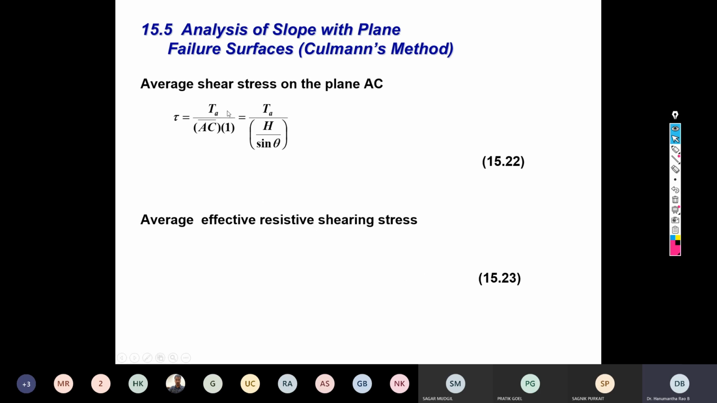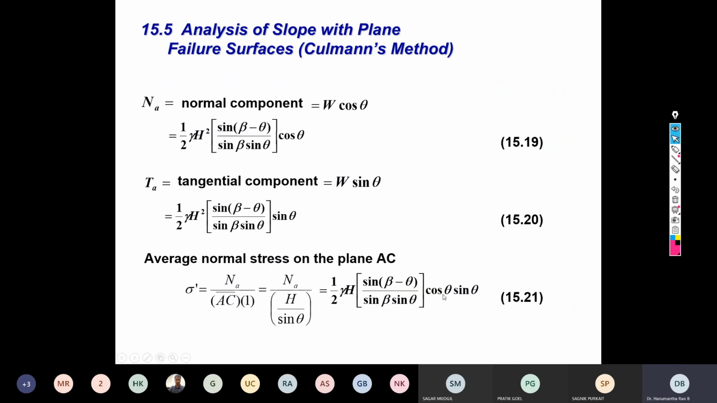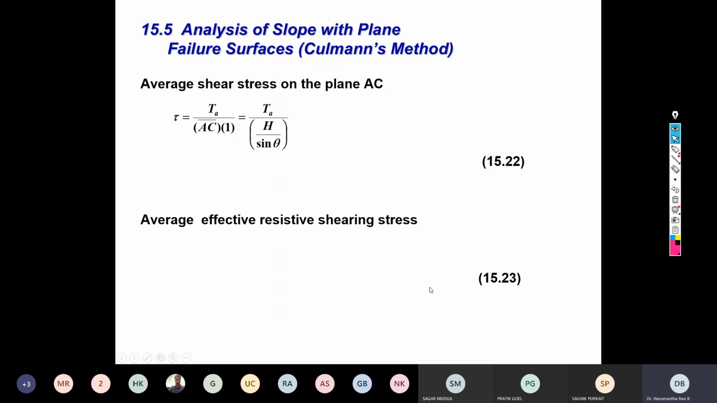Similarly, determine the average shear stress, that is shear force divided by area. The area is the length of AC, h by sin theta. We know the TA, since we already derived the equation for TA. Simply substitute here, simplify, and you will get half gamma h into sin beta minus theta by sin beta into sin theta into sin square. So this is sin theta into cos theta, that is sigma dash, and sin square theta, that is tau.